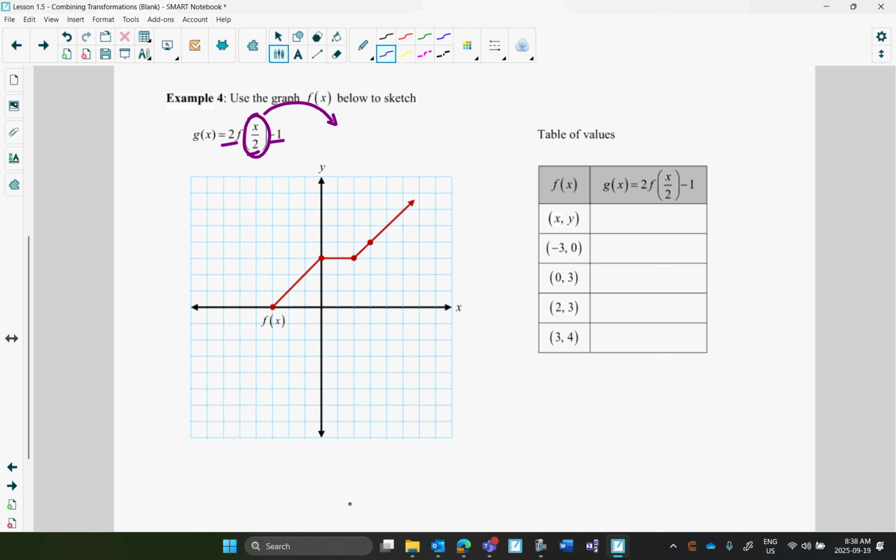How would you write that as a number in front of the x over 2? What's another way to write that? What number goes in front of the x? We just don't write it. 1. So this is the same as a half x.